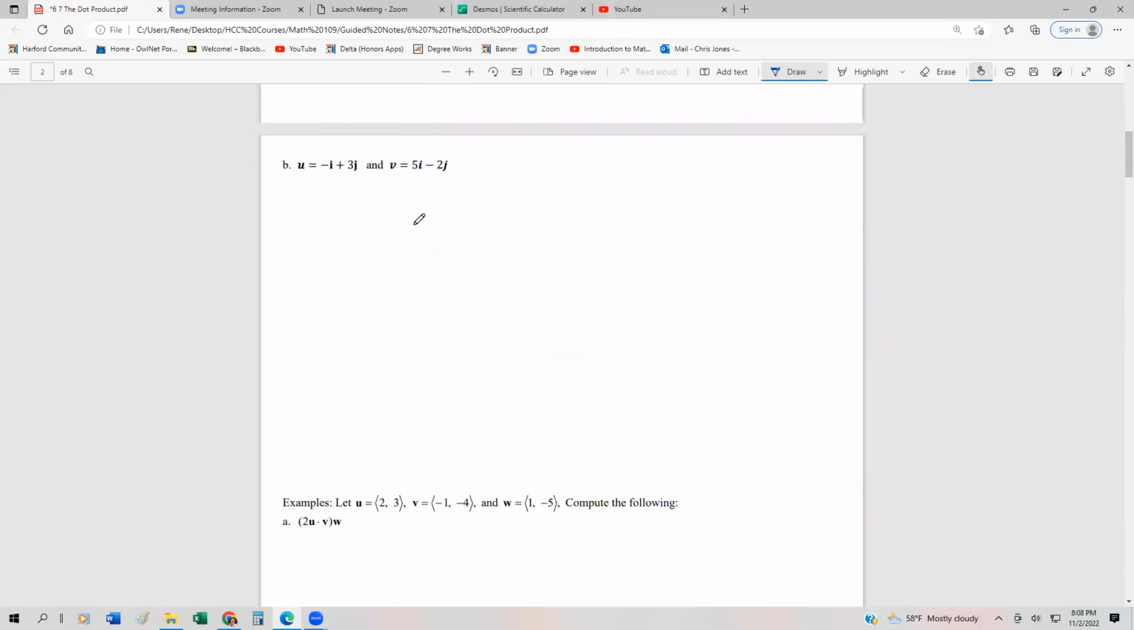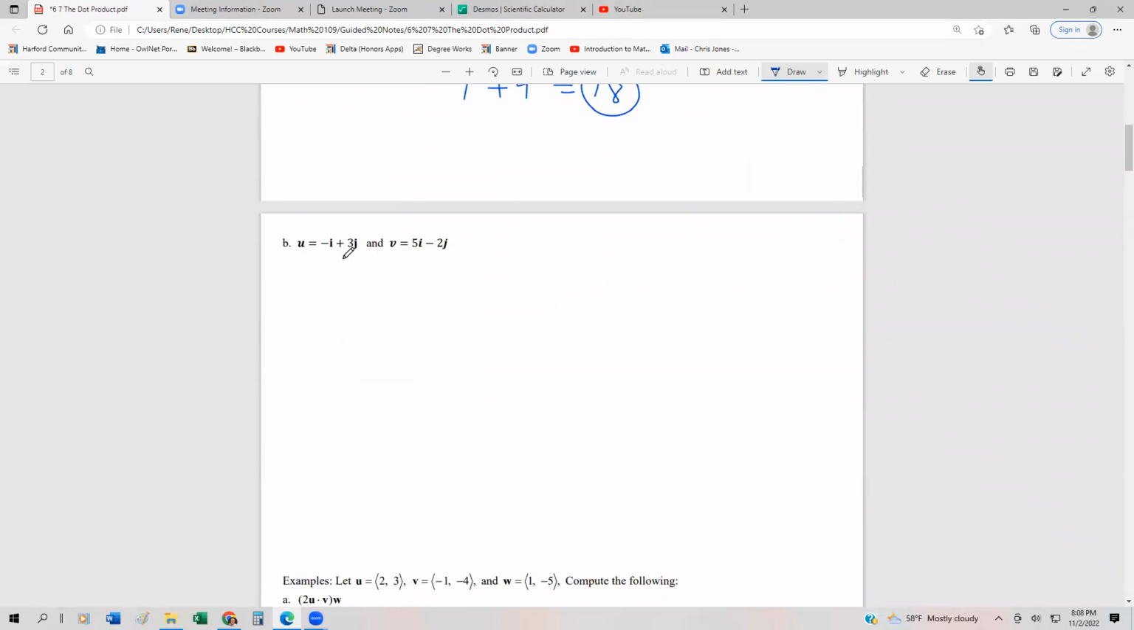We could do it with vectors that are in this form as well, where there's a linear combination. So u dot v, again, we would just take the i components and multiply them together. So it'd be -1 times 5 plus 3 times -2.